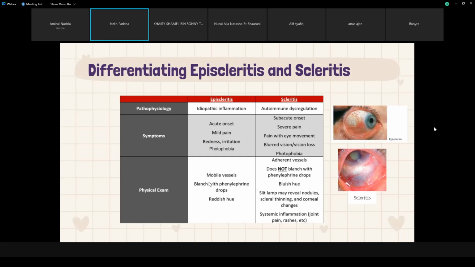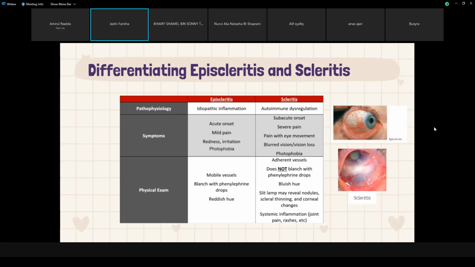For the signs, or during the physical examination, there will be mobile vessels in episcleritis, which is inflammation with no dilatation of the superficial episcleral vessel, while in scleritis there will be adherent vessels. And then in episcleritis it will be blanched with phenylephrine drops and reddish in hue, while in scleritis it does not blanch with phenylephrine drops. It means if we put the phenylephrine drop, the redness does not disappear, while in episcleritis, the redness will disappear.